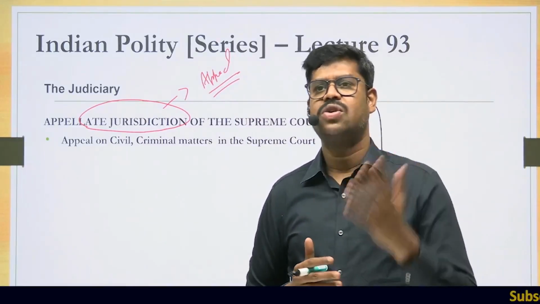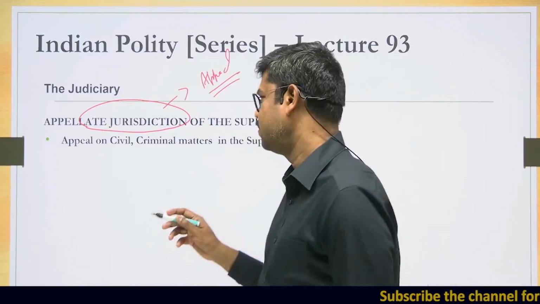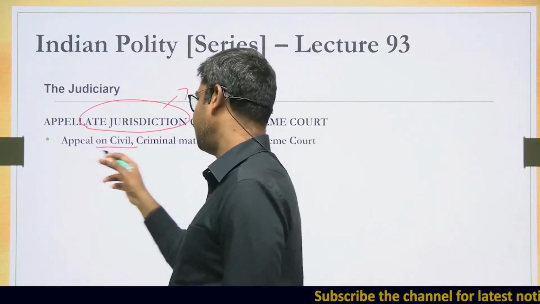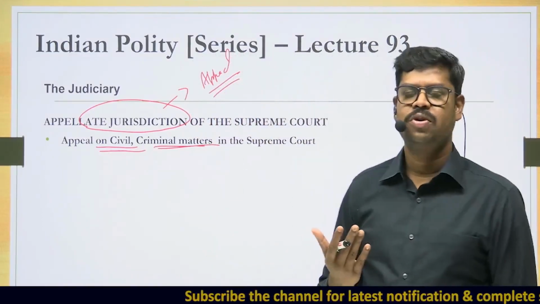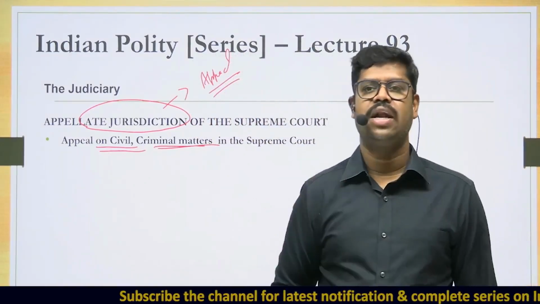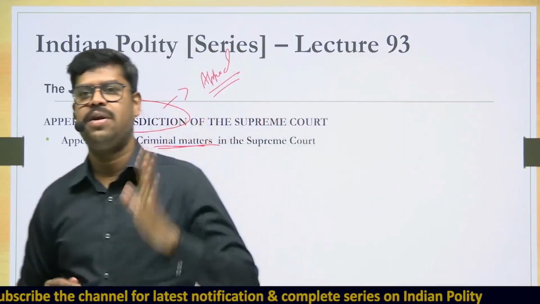What are all the areas on which there is an appellate jurisdiction? In all the civil and criminal matters. See, in case of civil disputes or in case of criminal disputes, of course we cannot directly go to the Supreme Court, because as an individual we can directly go to the Supreme Court only in case of violation of the fundamental rights.